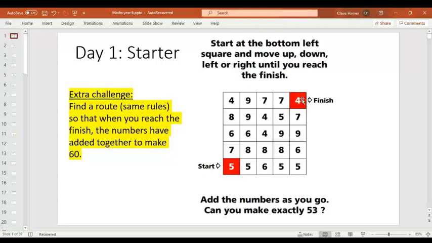I have no idea if that one works. Maybe you could check it for me. I'd like to see your solution afterwards, so please post me your string of numbers that you've added together. The extra challenge, which I've heard is harder, but I've heard it's possible, is to find a route that makes the total 60 when you've gone from 5 to 4. Okay, pause the video and have a go.